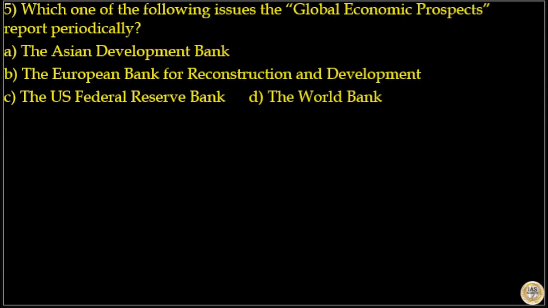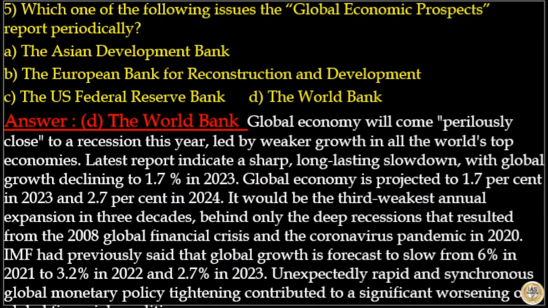Next is, which one of the following issues the Global Economic Prospects report periodically? Options are Asian Development Bank, European Bank for Reconstruction and Development, US Federal Reserve Bank and World Bank. Here, answer to this question is option D, World Bank.